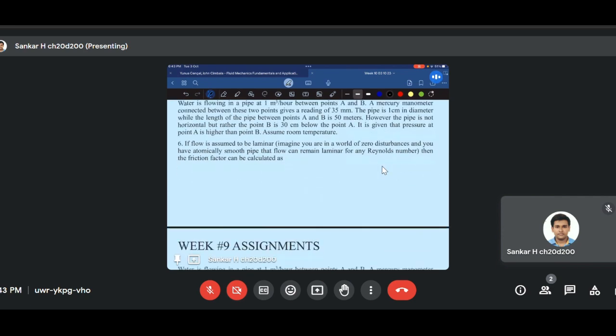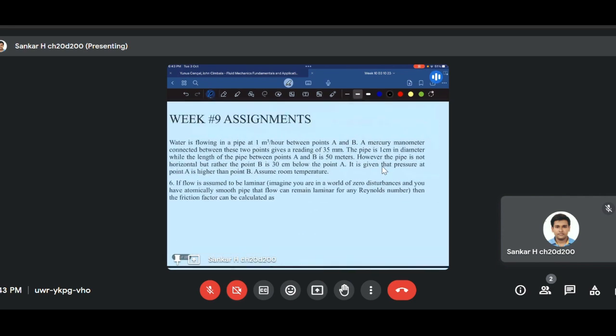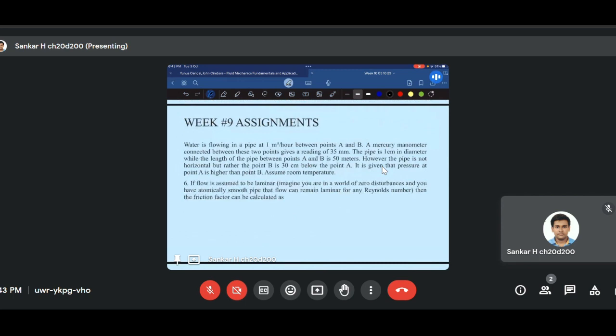Okay. Now the next question is a little bit interesting, because it's stated that if the flow is assumed to be laminar, imagine that you are in a world of zero disturbance and you have an atomically smooth pipe. That flow can remain laminar for any Reynolds number. Then the friction factor can be calculated as.